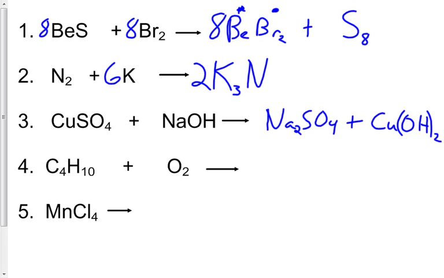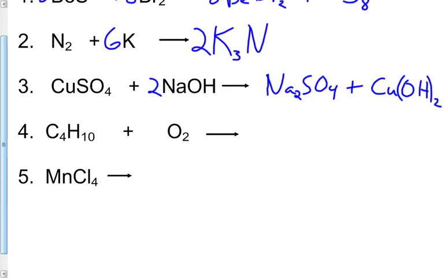Now, for balancing. We have to look at what we've got out of place here, and that would be sodium and hydroxide. So a 2 there will fix them right up. Does it have to go Na2SO4 and then Cu(OH)2? No, it doesn't. Cu(OH)2 could be first and Na2SO4 could be second. That doesn't matter as long as they have those things on that side.